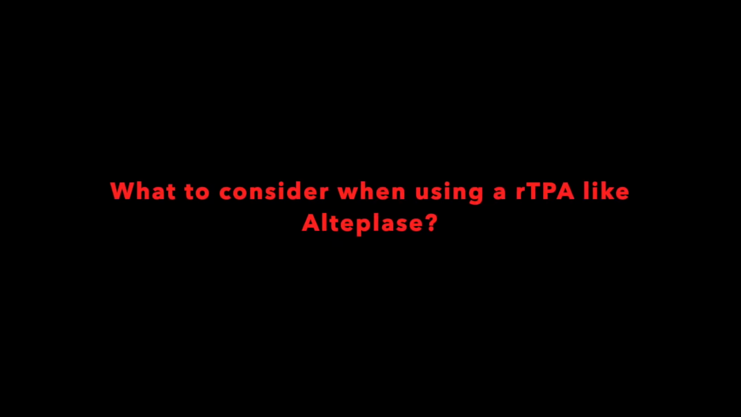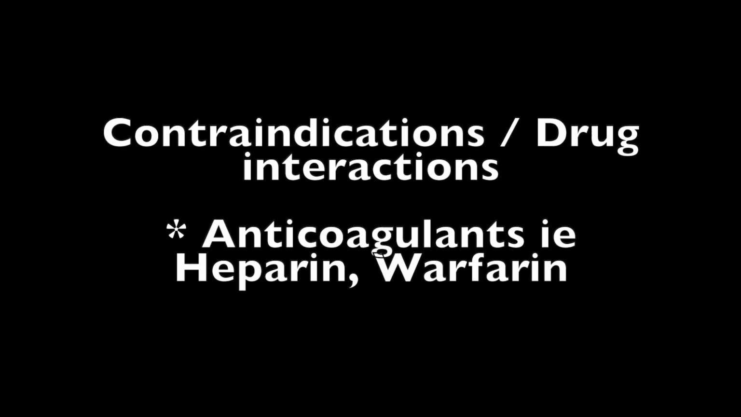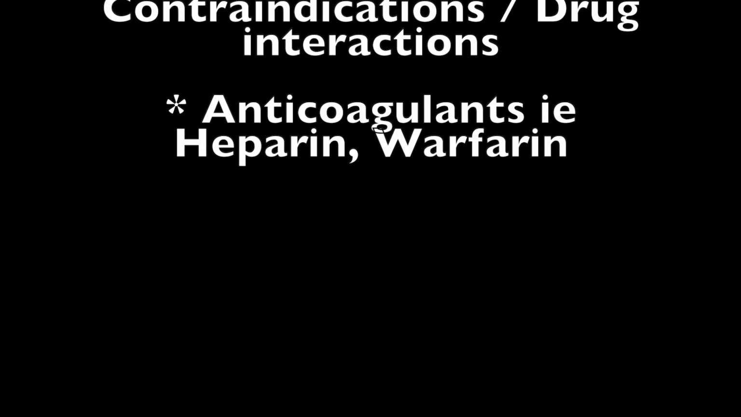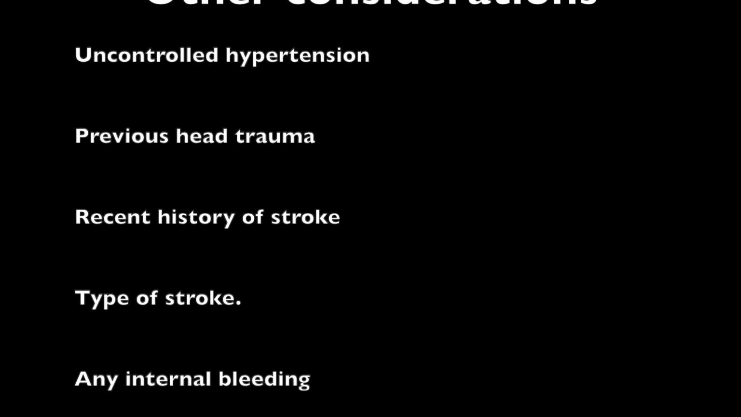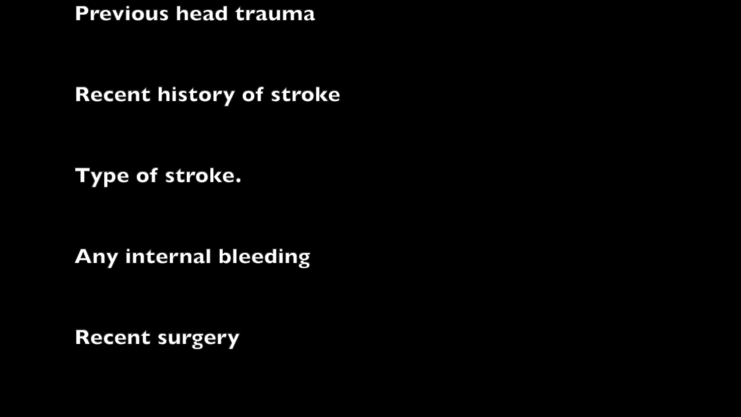Recombinant tissue plasminogen activators, like alteplase, can cause hemorrhage, so consider drug interactions and contraindications. Anticoagulants, like heparin, can cause drug interactions with alteplase. Other contraindications that increase the risk of hemorrhage include uncontrolled hypertension or head trauma or stroke in the previous 3 months, the type of stroke, any internal bleeding, or recent surgery.